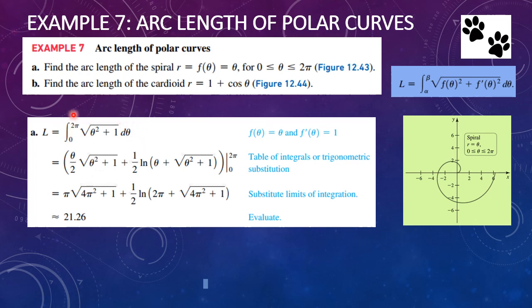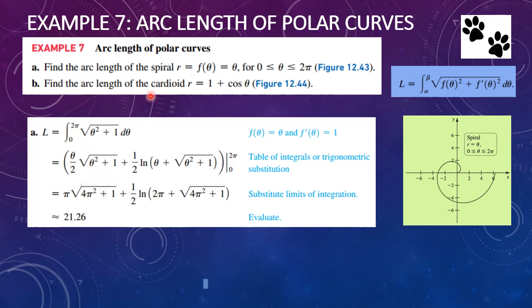When we look for this integration of the square root of x squared plus 1, if you look in your table of integrals, specifically number 76 in your book, you will find that the integral of the square root of x squared plus a equals x over 2 times the square root of x squared plus a, plus a over 2 times the natural log of x plus the square root of x squared plus a. And so we can substitute this in and just do the calculation by plugging in the values between 0 and 2 pi, and then using our calculator to calculate the value, and we end up with 21.26.